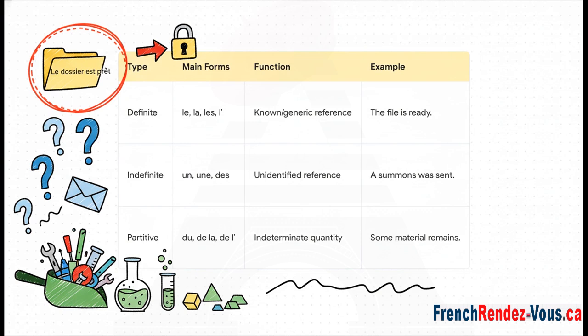Okay, let's start with the most famous branch of the family, the articles. First up, you've got the definite articles, the article défini, like le and la. You use these for something specific. Like in the example, le dossier est prêt. The file is ready. We know exactly which file we're talking about.